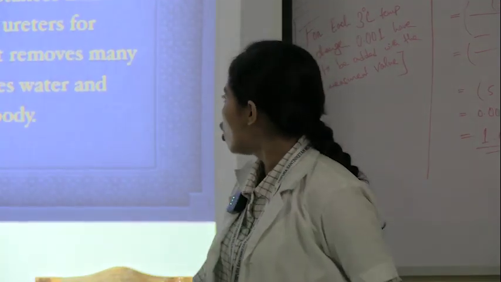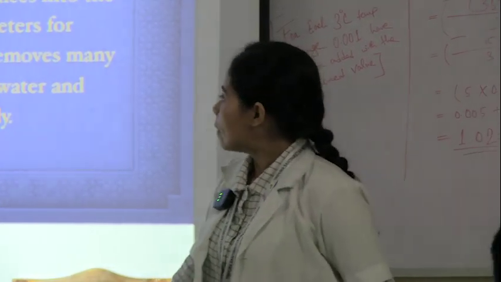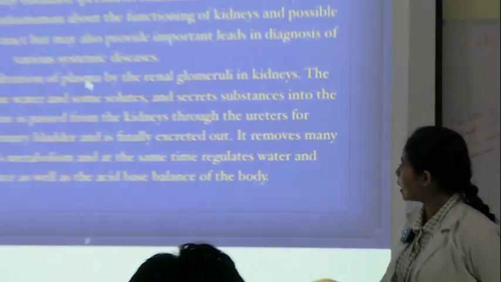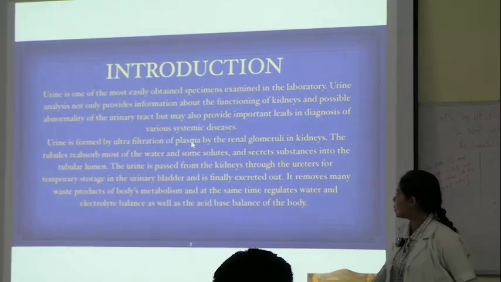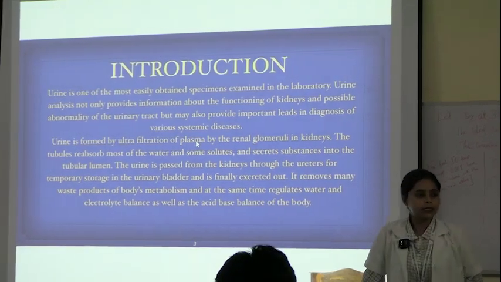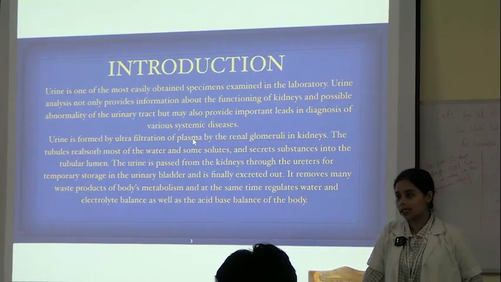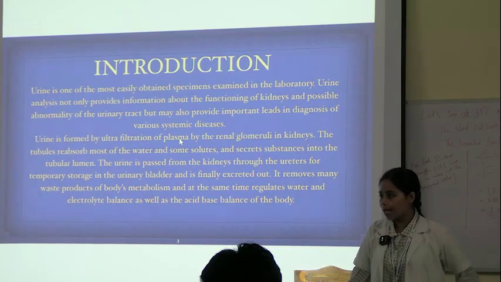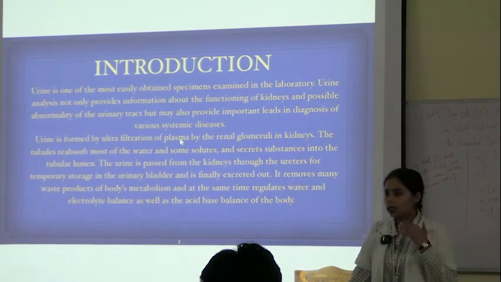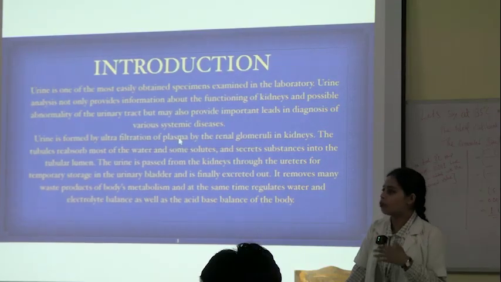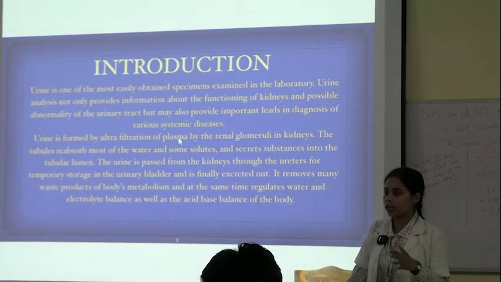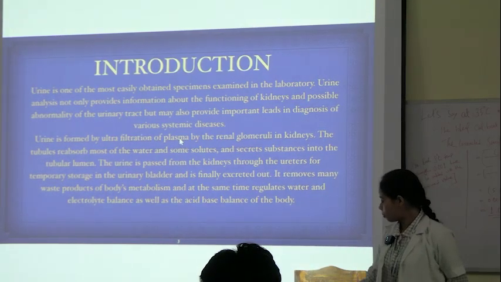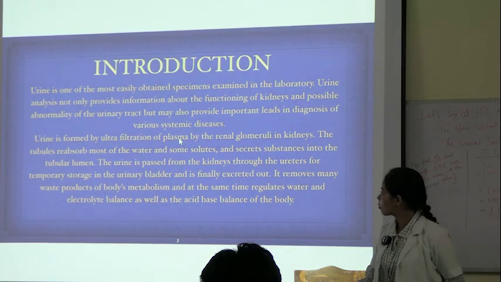It removes many waste products of the body's metabolism, and at the same time regulates water and electrolyte balance as well as the acid-base balance of the body. So what happens if we are excreting more amount of acid? What will happen? It will cause alkalosis in our body. The alkaline level will rise in our body, so that will form alkalosis. In the same case, if more amount of base is excreted, then it will form acidosis. Those are some medical conditions that we will get. Okay.